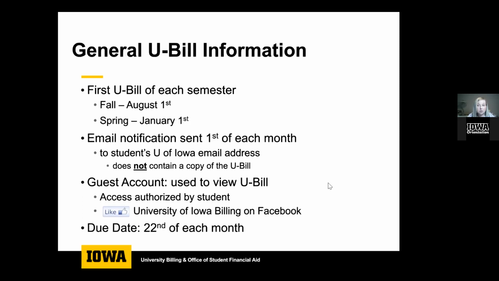Speaking of the due date, it's typically the 22nd of each month. Occasionally, we will push that due date back. For example, if the 22nd falls on a weekend. For August, you can note that the due date is actually the 27th. School starts on the 24th, and we didn't want to have a due date prior to the actual start of classes, so your due date is the Thursday that week.